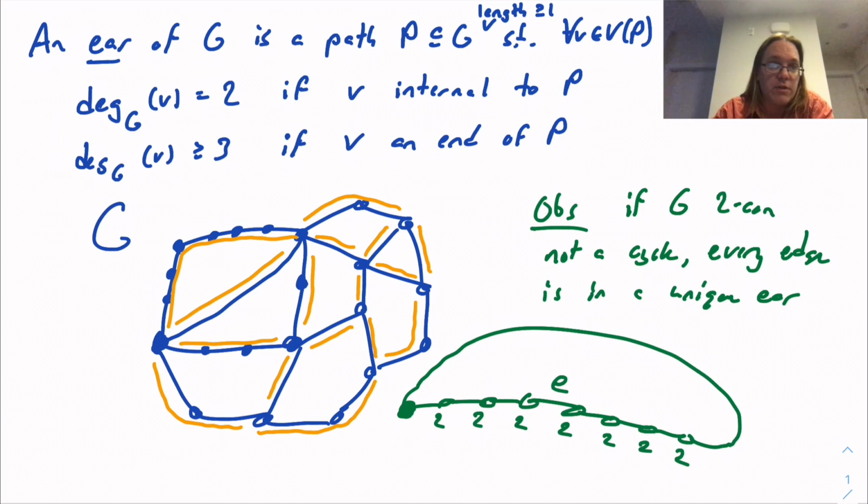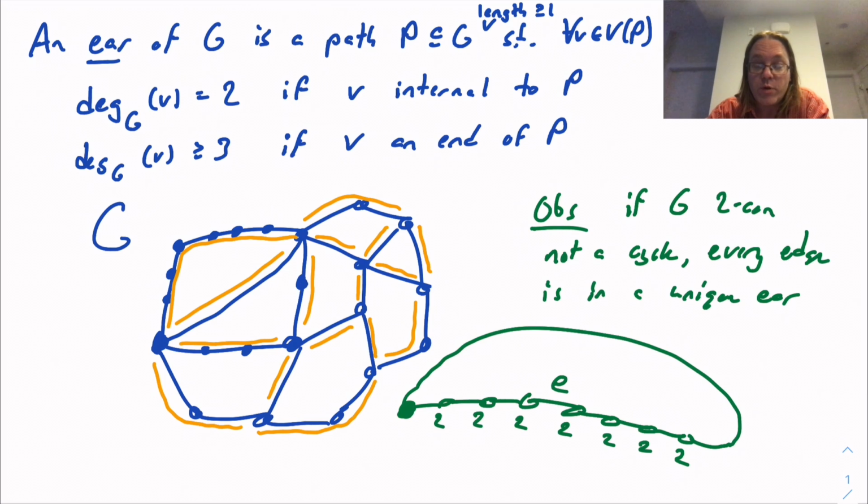Right. So these ears are, anyway, this is not a really deep concept, right? We're just accounting for vertices of degree 2. An ear is almost like an edge, but it'll pick up additional vertices of degree 2.